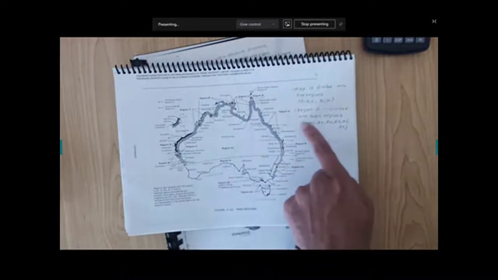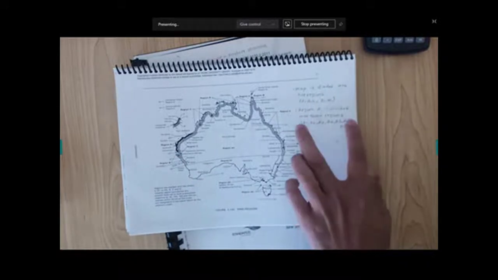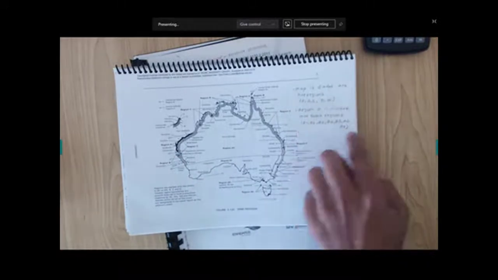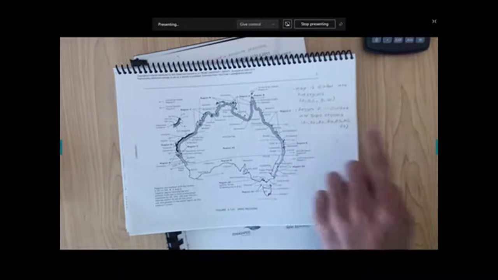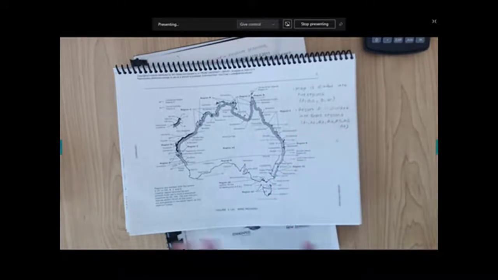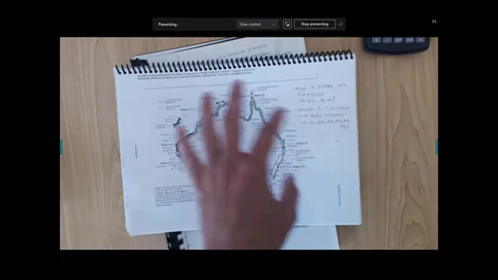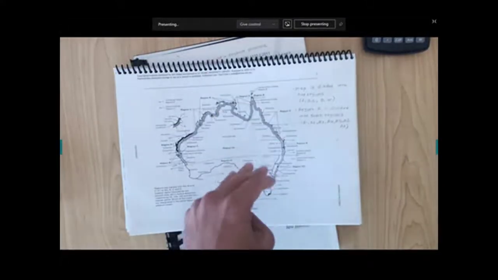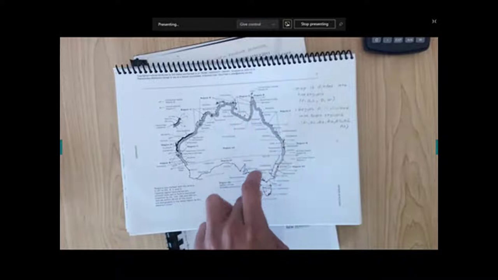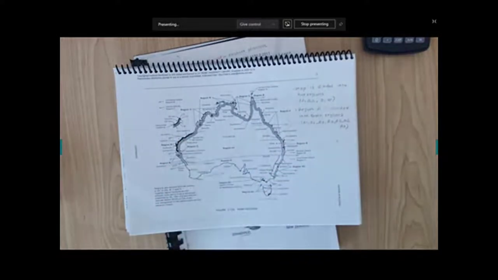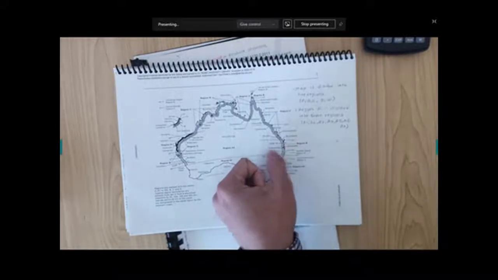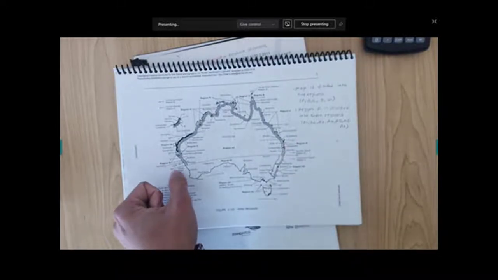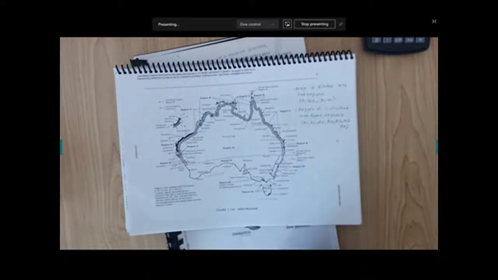All right, now the major thing is region A is divided into sub-classifications: region A1, A2, A3, A4, A5, A6, and A7. If you are migrating to Australia recently and you're not familiar with the cities of Australia, I encourage you to go through and read all these cities by yourself. Some of the major cities are written in capital letters.